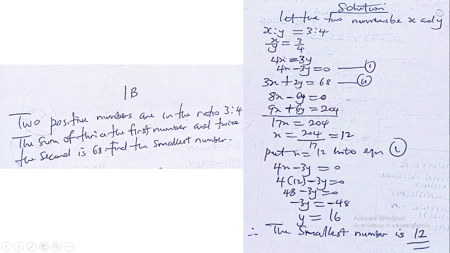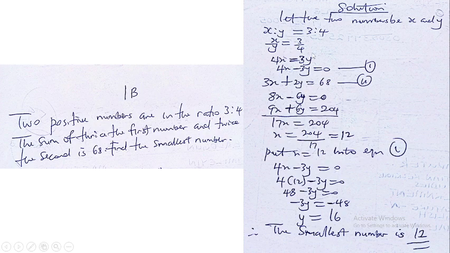So that means you have to sum them together. Add them together. And twice the second is what? 68. That is, when I sum thrice the first number with twice the second number, it will give us 68. So that gives us another equation, which is equation 2. We can now solve equation 1 and equation 2 simultaneously to get the values of x and y.